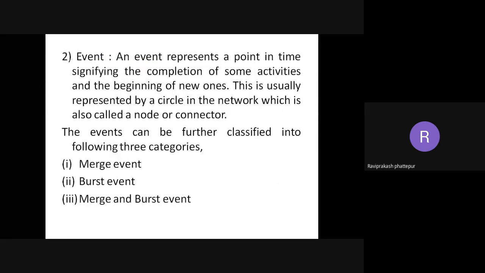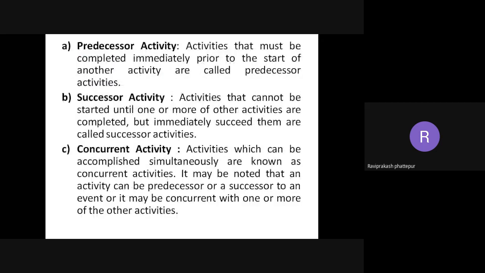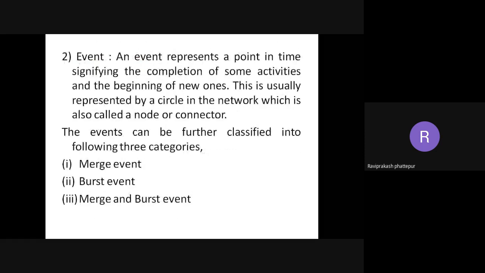Now coming to the second one, that is an event. An event represents a point in time, signifying the completion of some activities and the beginning of new ones. So what is an event? It shows completion of some activities and beginning of the new ones. This is usually represented by a circle in the network, which is also called a node or a connector.